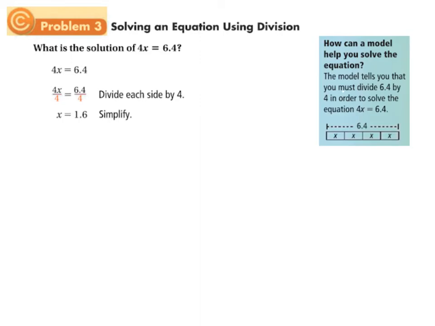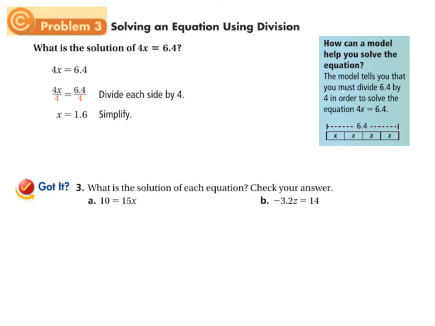And by the way, there's a note here that says, how can you use a model for this? Well, you can think about it like this. 4 of these equals the total of 6.4, okay? So each one of these is some portion of the 6.4. In fact, you got to take that 6.4 and divide it into 4 equal amounts and examine one section of it to find out what x is equal to. That's how you can visualize it. Here's a got it problem. See how you do.